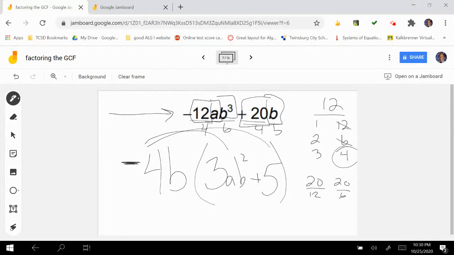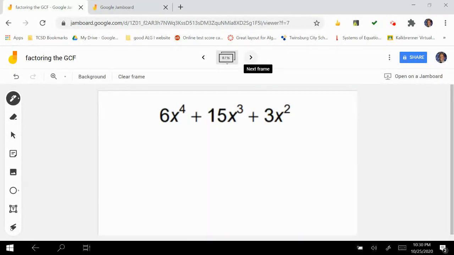I'm not going to waste your time. Trust me. And here's a 3-termer. Same thing. The first term has to be positive, which it is. And now I'm going to look at my coefficients. It's the same exact process. 6, 15, and 3. What's the greatest or the least or smallest coefficient there?